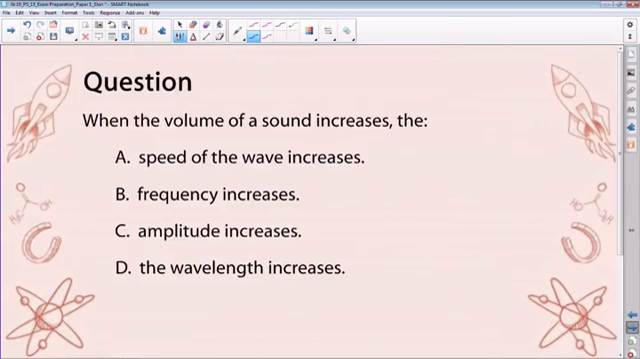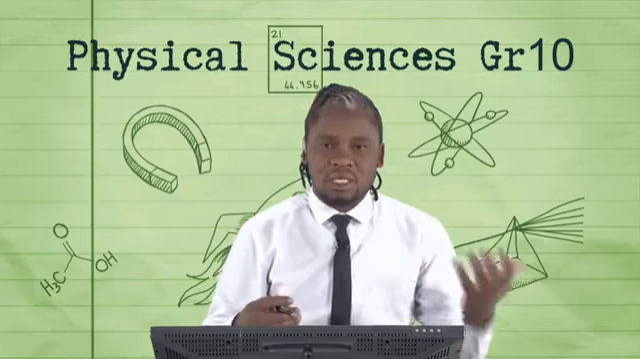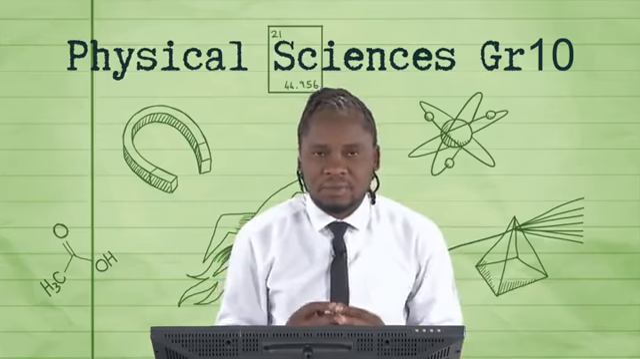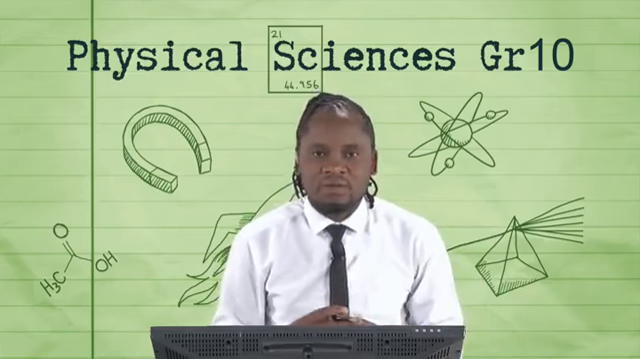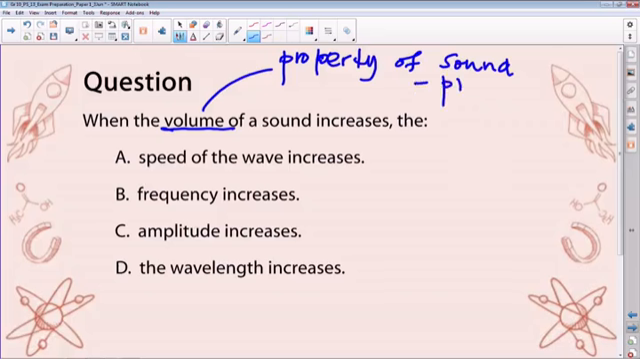Okay, we've done that. The last question is about volume, which is a property of sound, right? Volume is a property of sound, a sound wave, and we know that sound waves are typically longitudinal waves. So in this case, we also have to be able to distinguish between longitudinal as well as transverse waves. Sound is a typical example of a longitudinal wave. The other property of sound is pitch.